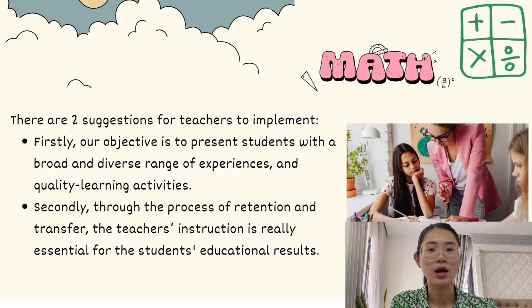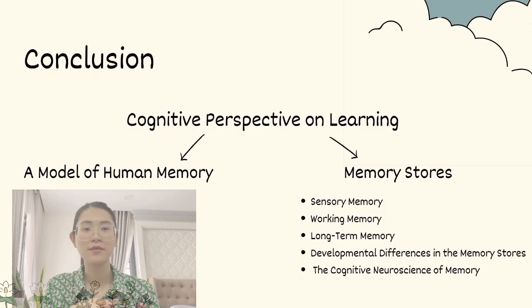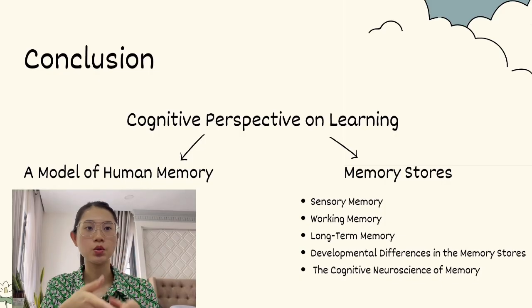So in conclusion, to sum up this chapter, the cognitive perspective on learning is divided into two main points, which are a model of human memory and memory states. For memory states, it also includes sensory memory, working memory, long-term memory, developmental differences in the memory states, and lastly, the cognitive neuroscience of memory.